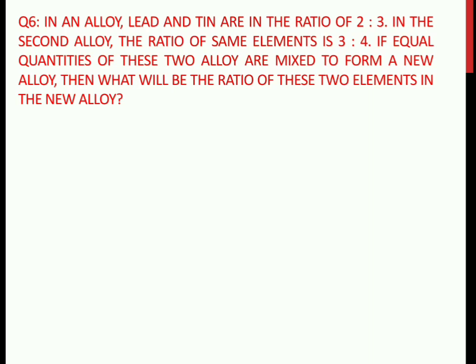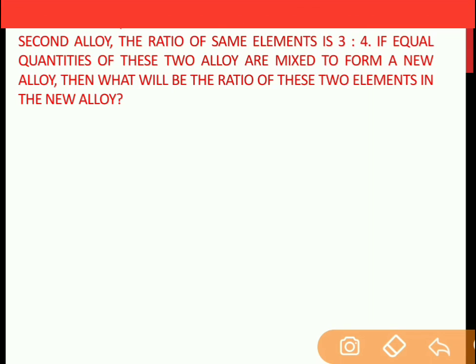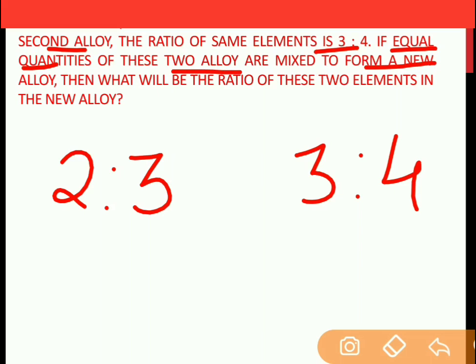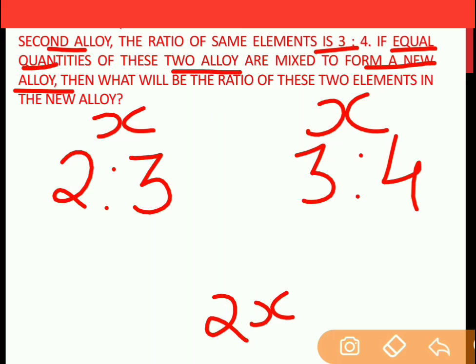So in the first alloy, we have lead and tin in the ratio 2:3. And in the second alloy, we have ratio of lead and tin in 3:4. Now, it is mentioned that equal quantity of those two alloys are mixed so as to form the new alloy. Let's say that x kg of the first alloy and x kg of the second alloy is mixed. Then you will get a mixture which is having quantity of 2x.